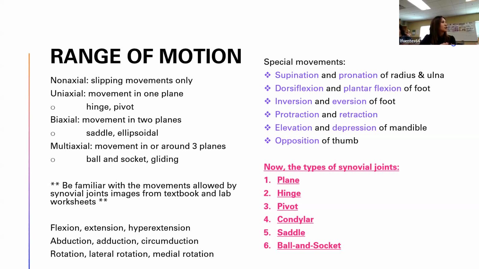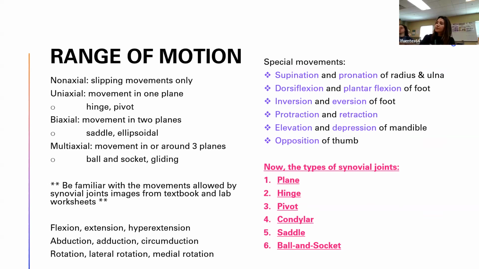And then we have special movements, so supination and pronation of the radius and ulna. Supination, pronation, holding a bowl of soup. Dorsiflexion and plantar flexion, inversion and eversion, protraction, retraction, elevation and depression of the mandible, and then opposition of the thumb. I would be able to identify all of these by images as well, which I believe are in your lab worksheets.